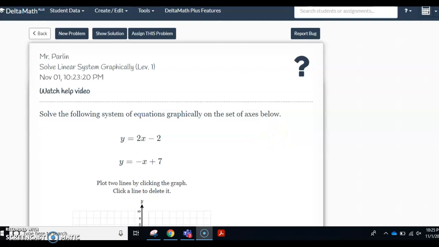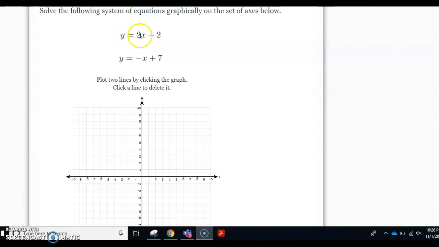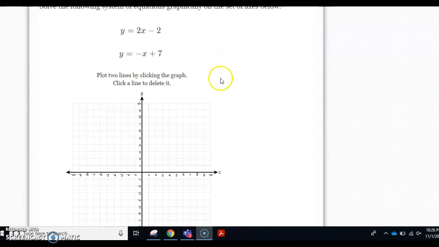Okay, let's take a look at this example where we are going to solve the following system of equations graphically on a set of axes below. So you're given two equations, y equals 2x minus 2 and y equals negative x plus 7. This is a system of equations. Notice they are both in slope-intercept form, so we can graph these, all right?